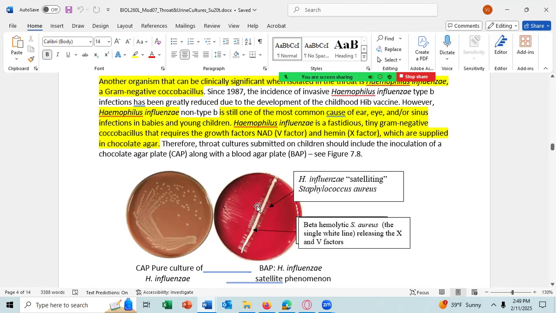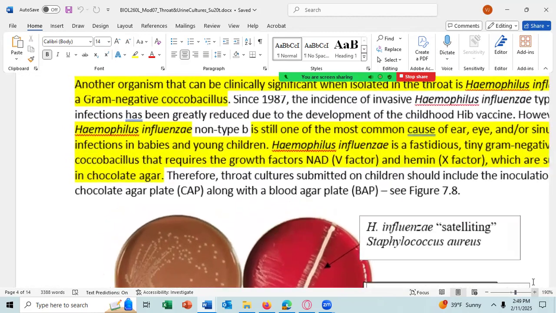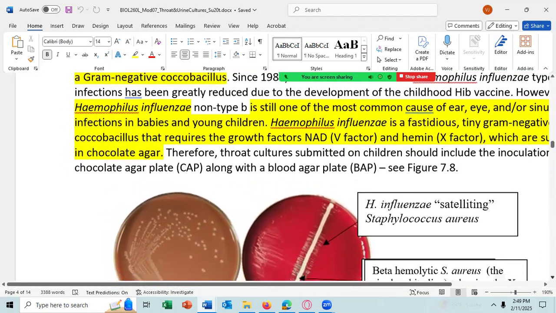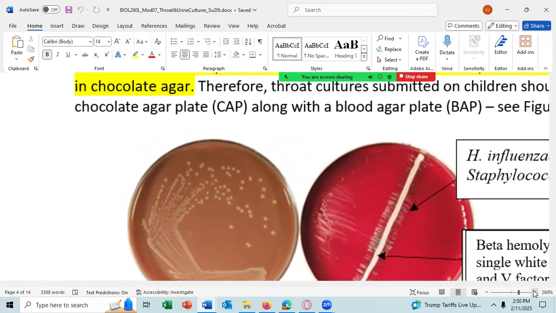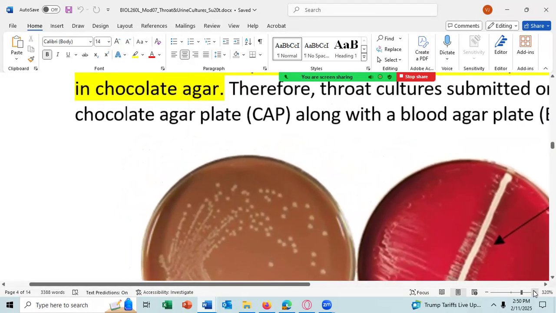And you'll note that the Haemophilus influenzae are growing around the Staphylococcus aureus. And right here we can see the Haemophilus influenzae, but up here, which has also been streaked, we cannot see Haemophilus influenzae growing. And that's because near Staphylococcus aureus, Haemophilus influenzae is growing because the Staphylococcus aureus is lysing the blood. And actually, you can see that if I blow it way up high.